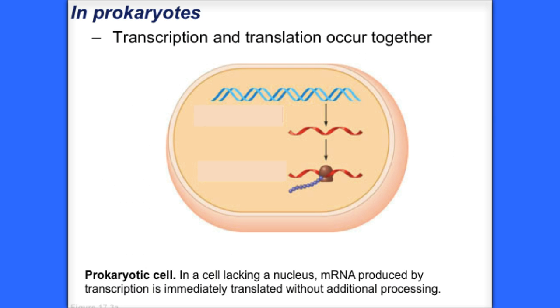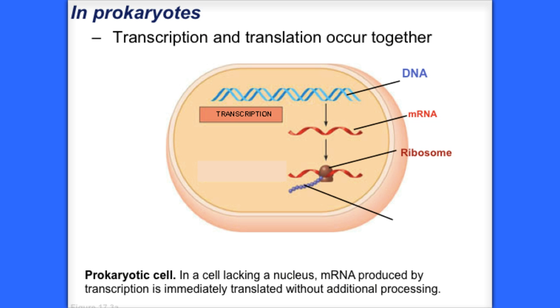Now, in prokaryotes, transcription and translation occur together, almost simultaneously, because they don't have a nucleus, so everything is occurring inside the cytoplasm. So there is no question of bifurcation of nuclear activity and cytoplasmic activity. All right. So this phenomenon occurs almost simultaneously. DNA gives rise to mRNA, and that forms, with the help of ribosome, the polypeptide chains, right? And this is what we call transcription and translation.